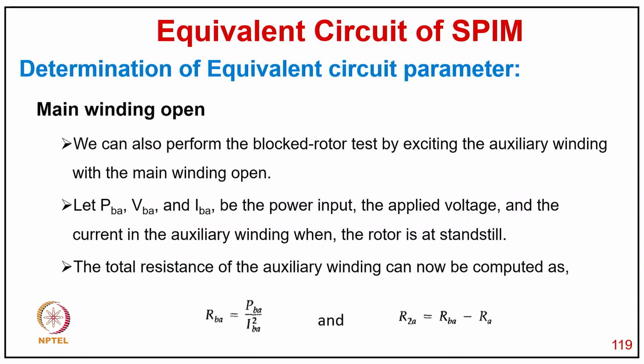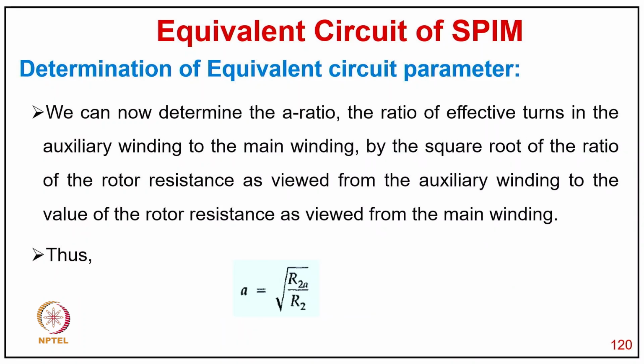Now coming to the main winding open circuit test, we can also perform the blocked rotor test by exciting the auxiliary winding along with the main winding. Let PBA, VBA and IBA be the power input, the applied voltage and the current in the auxiliary winding at standstill. So the total resistance of the auxiliary winding can be found as RBA equal to PBA upon IBA square, and R2 for the auxiliary winding will be RBA minus RA.